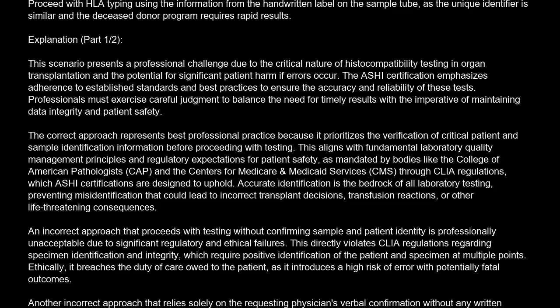The correct answer is C. Proceed with HLA typing using the information from the handwritten label on the sample tube, as the unique identifier is similar and the deceased donor program requires rapid results.